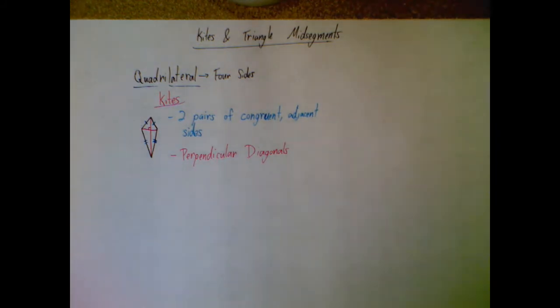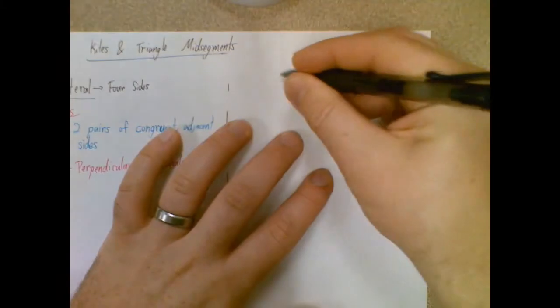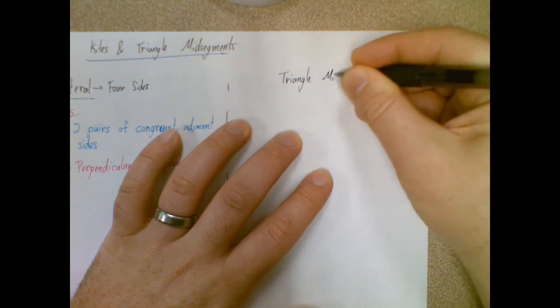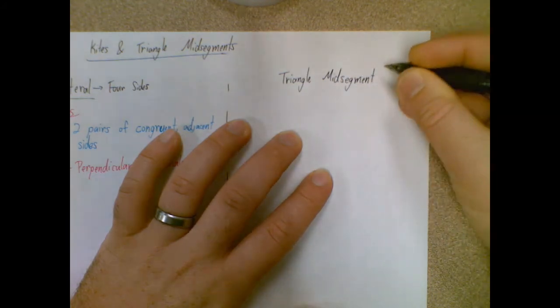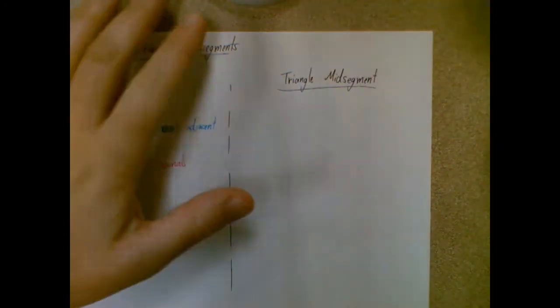Okay, so we're not going to dig too far into kites right now, but that's how those start. More of today's lesson is actually about triangle mid-segments. So what is a mid-segment? We all are pretty confident, I'm sure, knowing what a triangle is, but what's a mid-segment?